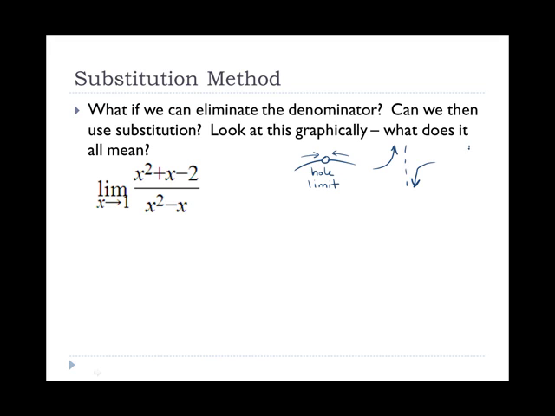Some would argue if they both approach in the same direction, you might say that that limit is positive infinity. That doesn't really make much sense to say your limit is positive infinity, but it does tell you where the graph is going. So, how do you determine whether you have a hole or an asymptote?